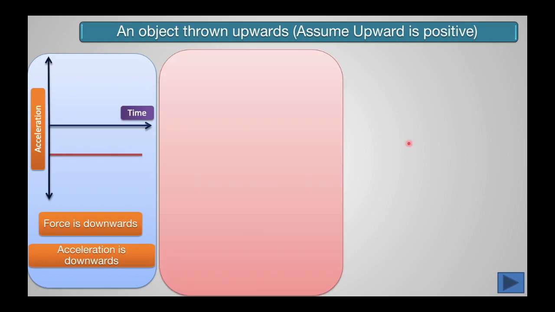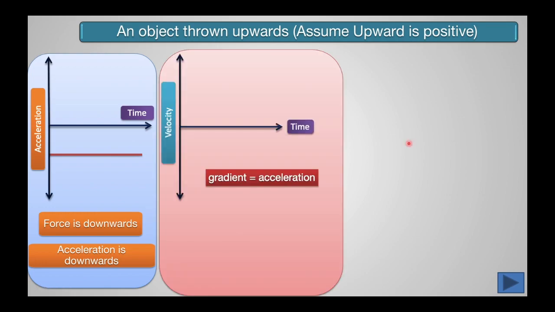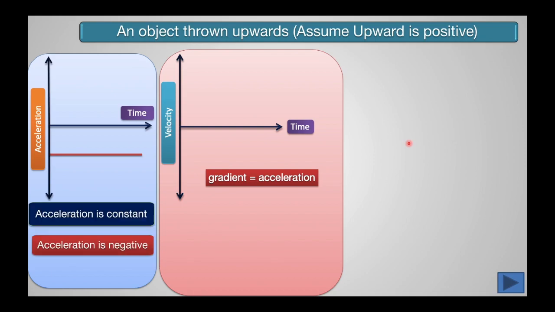Using the same graph, I'm going to plot velocity time. I know the gradient is acceleration, and let's see what happens to the acceleration. It's a constant and negative just like the previous case. So if you throw a ball upwards or if a ball is dropped downwards, the acceleration is going to be exactly the same. It's always downwards.